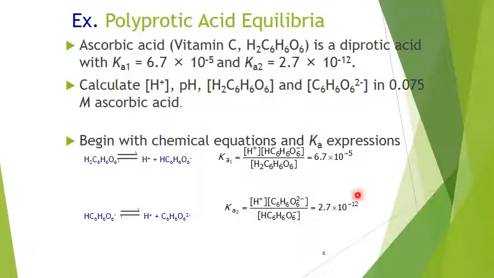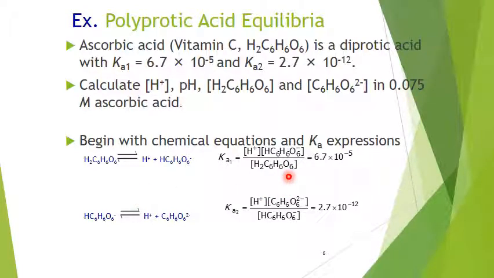So let's take an example of this. Let's say I have some ascorbic acid. It's a diprotic acid with Ka1 6.7 times 10 to the minus 5th, and Ka2 2 times 10 to the minus 12th. And what we want to do, just like in previous reactions, is figure out the H plus, the pH, and the final equilibrium concentration of all of this. We're going to use the two given Kas.